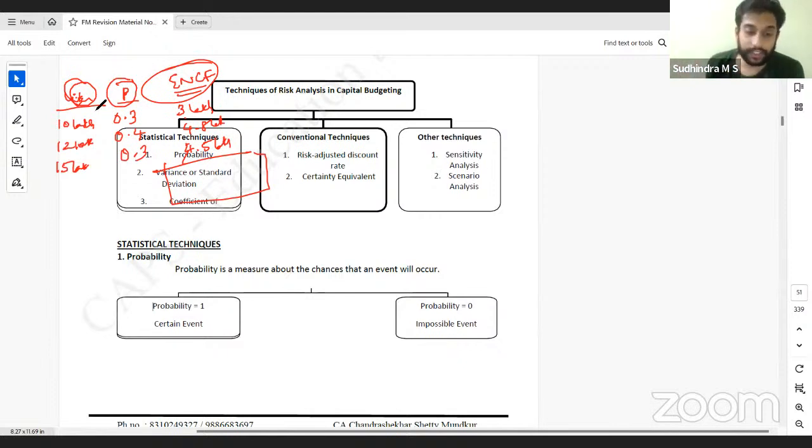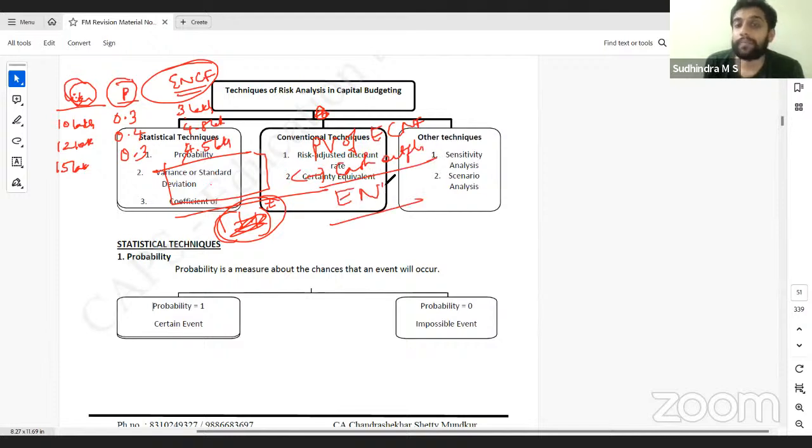Once you get expected net cash flow, what you have to do is divide expected net cash flow by (1 plus k) to the power of t. You will get the present value of net cash flow. Discounting, simple. Expected net cash flow, you have to discount. You will get the present value of expected net cash flow. Reduce cash outflow from that. You will get expected NPV.